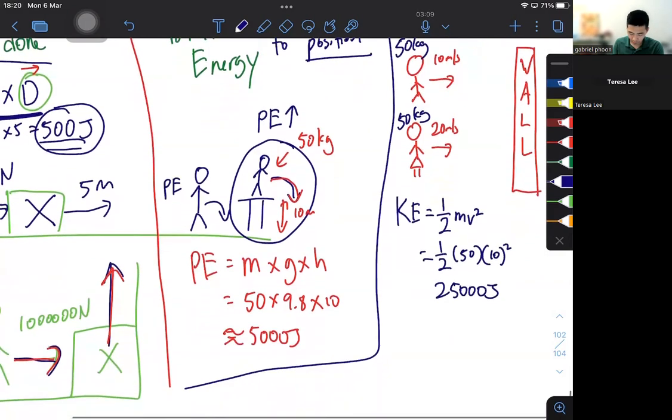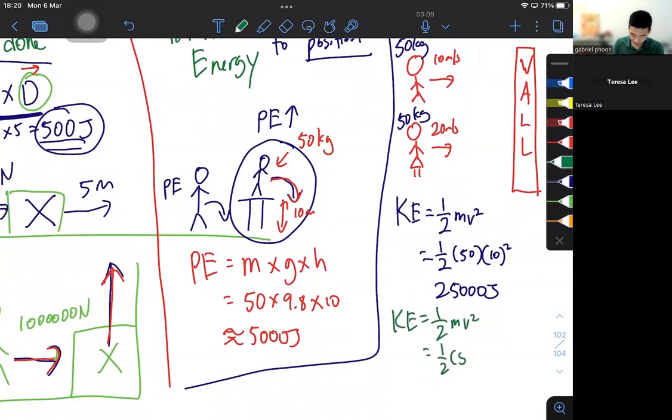And then if I were to calculate the girl's kinetic energy, once again, kinetic energy is equal to half mv squared. It will be half multiplied by 50 multiplied by 20 squared, which in this case will be 400 times 50 times half. I think it'll be somewhere around 10,000 joules. Yeah, should be, if my calculation is correct.